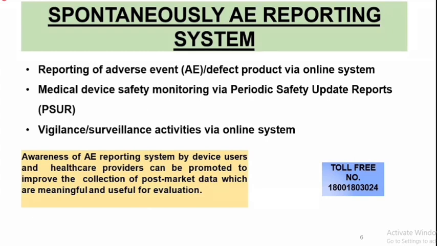Then the reporting of adverse events or any defect related to the medical device can be done through online systems. It also includes medical device safety monitoring, which can be done through periodic safety update reports, and vigilance and surveillance activities by the online systems, which were earlier discussed in the previous session also. For these activities, the MvPI program has toll-free numbers and forms for adverse event reporting. So anybody can go there and report any kind of defect or any kind of adverse event occurring with their medical device.